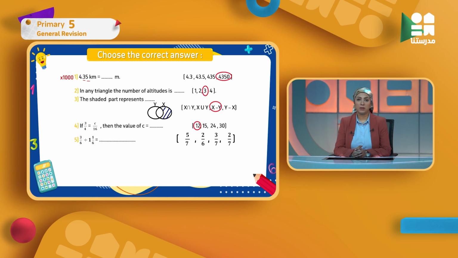Okay, now let's move to the 5th question. 3 over 6 divided by 1 and 1 over 6. Okay, we said before, divided questions, they are a bit hard to answer. So we usually convert these questions or change them into multiplication questions. Okay, I change divided to multiply. But to do this, I have to follow certain steps.